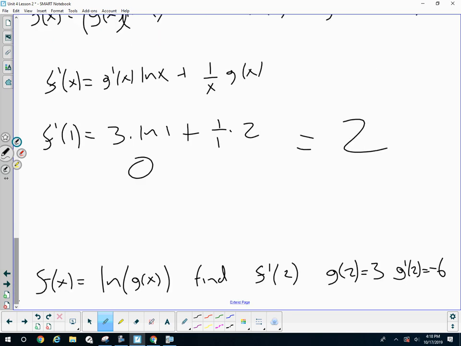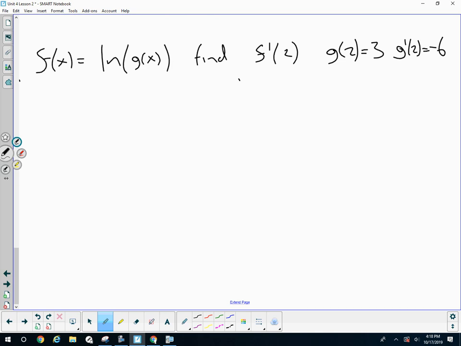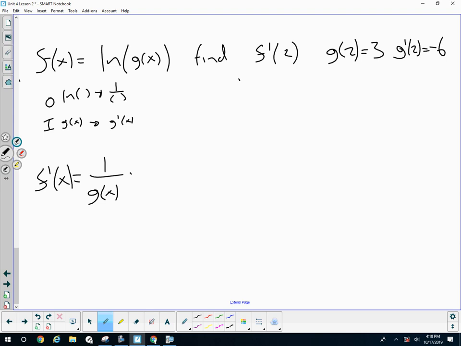And finally, this one, very important, log of g of x. You would have to not use the product rule in this case. This is a chain. The log is the outside, the g of x is inside. The derivative is 1 over g of x times g prime of x. So make sure we understand that. Plugging in 2, we get 1 over 3 times negative 6, or negative 2.